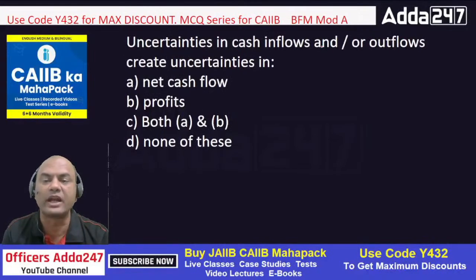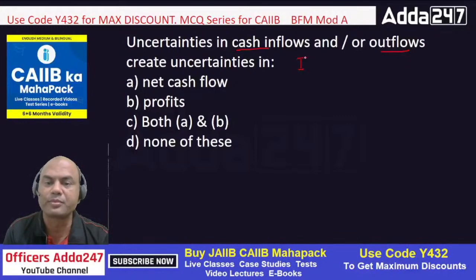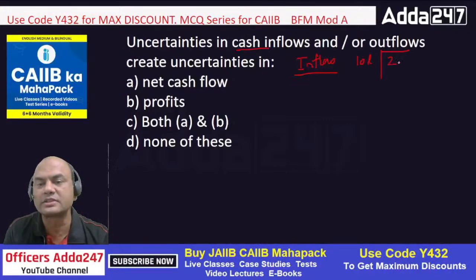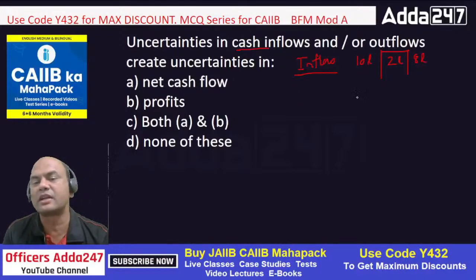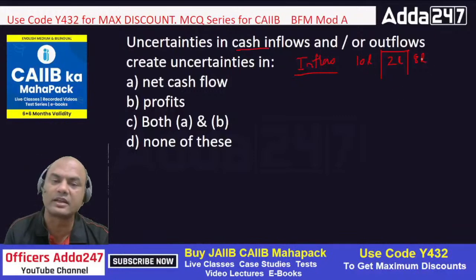Uncertainties in cash inflows and or outflows create uncertainties in... means if there are uncertainties in cash inflow or outflow, what does that mean? One year I am getting 10 lakhs, next year I am getting 2 lakhs, the third year I am getting 8 lakhs again. So these are uncertainties in inflow. What is outflow? Same logic. One year my expenses are 10 lakhs, next year 2 lakhs, third year 8 lakhs. So uncertainties means not constant.